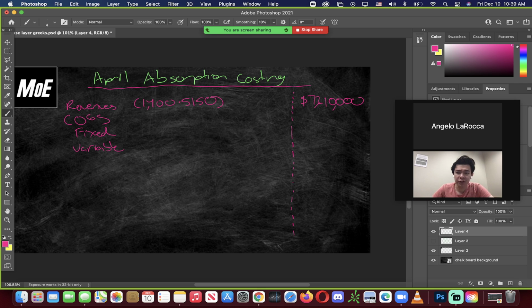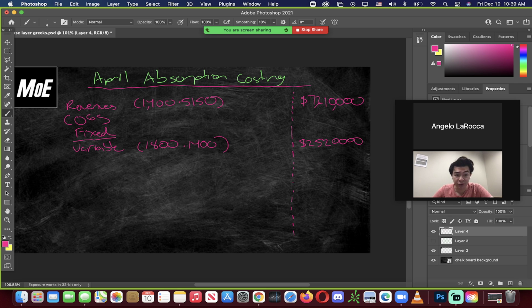The variable cost here is going to be the same as last time. It's going to be 1,800 times the units, so it's 1,400, and we get. And the fixed cost is the one which is different here.